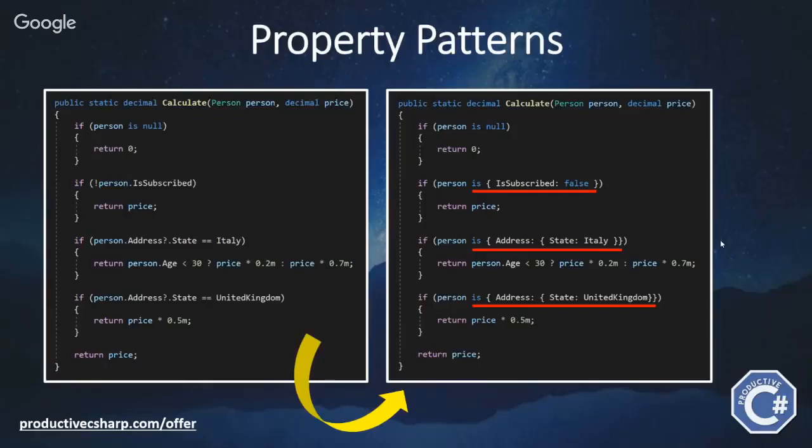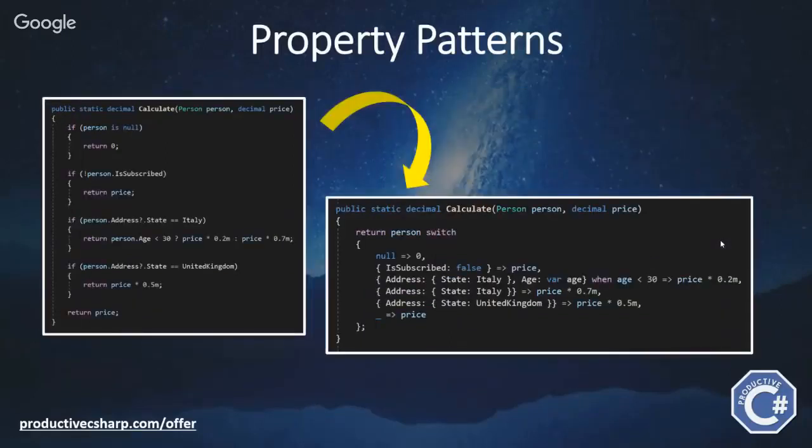Person could be any type as far as there is an address and a state. So you can do person.address.state, and you will be able to get this to compile. And as you can see, this is kind of recursive. You can do recursive property pattern matching, and the compiler does it for you.